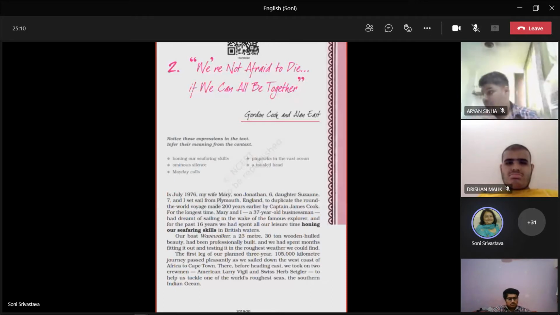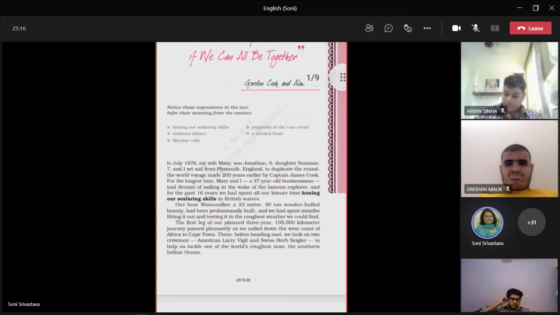Now, in July 1976, this is the time when Gordon Cook and Alan East were, in fact, before we move ahead, we must know a little bit about them also, which we had discussed earlier. But again, just to remind you, they were themselves sailors. They were themselves sea voyagers. They took up this entire process of sailing, and their adventures they have put down in these kinds of writings. In fact, this is just a part of their entire adventure script. How they went through, what happened during the journey, and all that. Gordon Cook and Alan East have mentioned there.